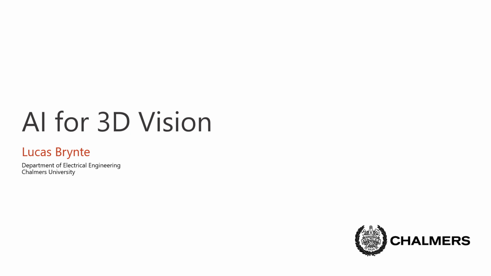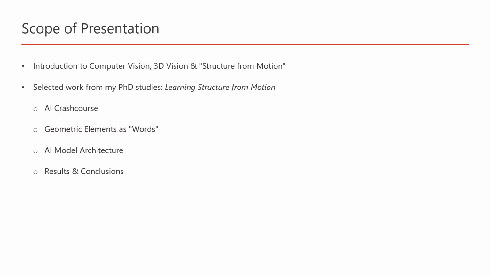Name is Lucas, and welcome to this talk on using artificial intelligence for 3D vision. So the scope is that we start with an introduction on the broad field of computer vision, 3D vision in particular, and a very interesting problem known as structure from motion. Then I will present a selected work from my PhD studies, where I used AI to learn structure from motion.